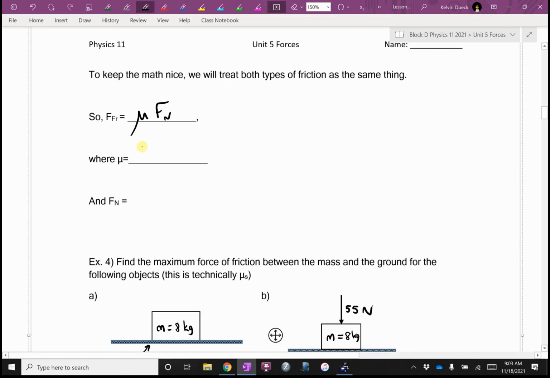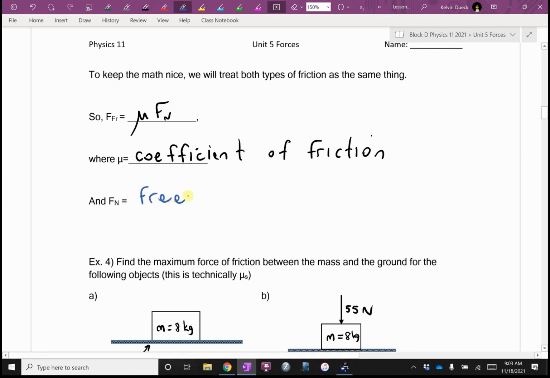Where mu is the coefficient of friction, that's what we call it. And we're going to get the normal force from a free, wait a minute, what's a good abbreviation for free body diagram? We're going to get that from an FBD.